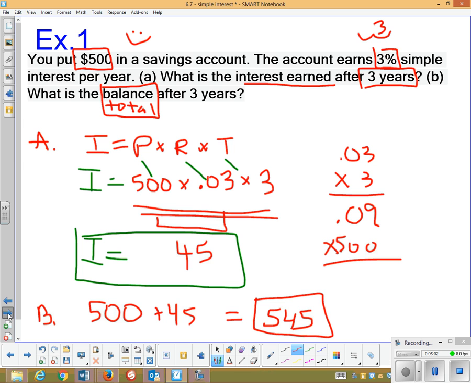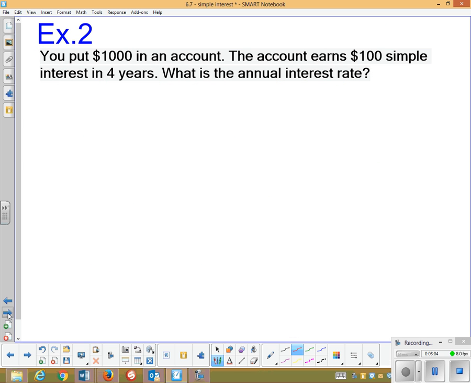All right, let's go ahead and have you do another one. So for this one, we're going to go ahead and solve for, looks like, let's see. It says you put in 1,000 in your account. So this is also a good interest. And the account earns 100. So this time we already know how much you earn. So in other words, we already know our I.